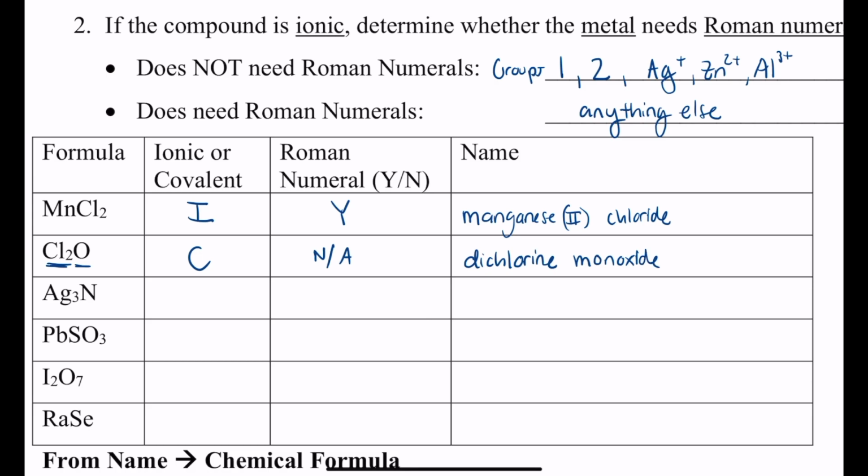All right, next example here, we have Ag3N. Ag is silver, and that's a metal, so we're going to say this is ionic. And then we're going to ask ourselves, does silver need a Roman numeral? And the answer is no. It's one of the metals that have a fixed metal charge. So we're going to name this very simply. We're going to say silver. And then for nitrogen, we want to make sure to change the ending to "ide". So this is silver nitride.